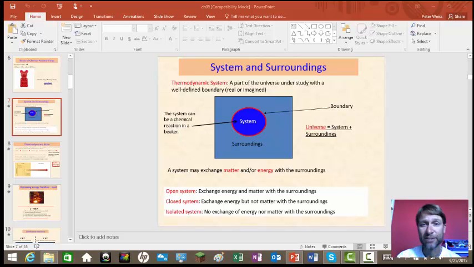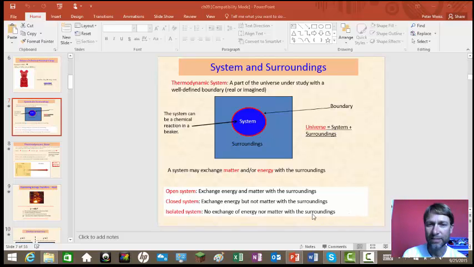Calorimetry. This video lecture is going to explain one of the most important topics of Chapter 9, and that is heat experiments called calorimetry. Now, one of the most important concepts in calorimetry is shown on this slide, and that is the concept of an isolated system: no exchange of energy nor matter with the surroundings.